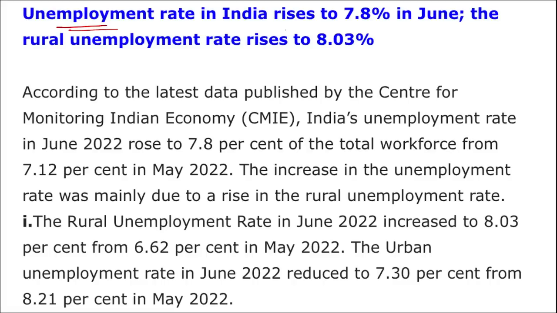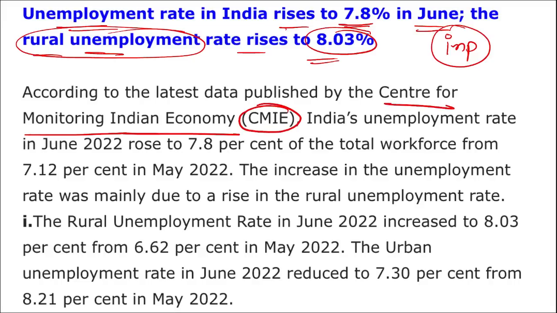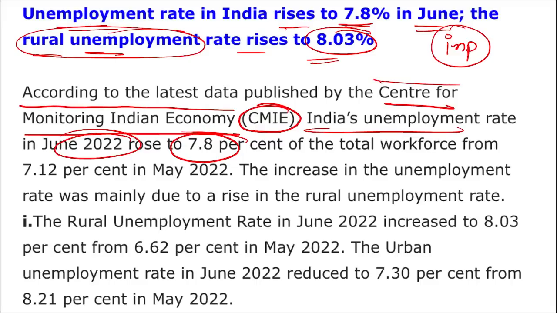Next, unemployment rate in India to rise to 7.8% in June. The rural unemployment rate rises to 8.3%. The important thing here is the data that you have to remember. If we are talking about the unemployment rate in India, the rate is 7.8%. And if we are specifically targeting the rural unemployment rate, it is higher, at 8.03%. Then who released this data? This unemployment data was released by CMIE, the Centre for Monitoring Indian Economy. India's unemployment rate was 7.8% in June 2022, and the unemployment rate of rural areas was 8.03%, which you have to remember, and this data was released by the Centre for Monitoring Indian Economy.